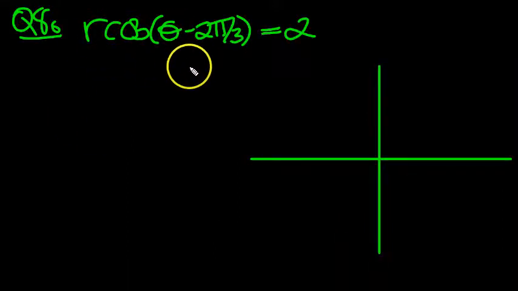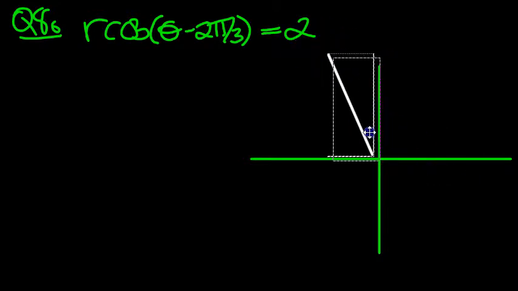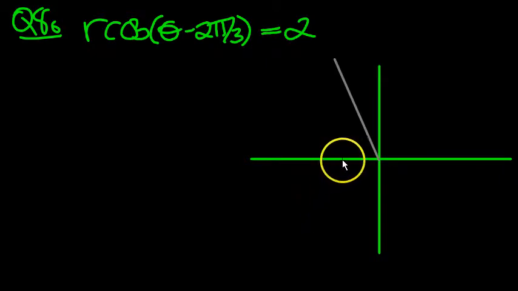Our r cos(theta minus 2 pi over 3) equals 2. So let's first mark off theta equals 2 pi over 3. Let's just draw a line from here up to here at the angle in question. That's the angle we want then. Let me put the line a bit more accurately, like so. And that's 2 pi over 3 here, this angle here. So let's put that in. And that's round at 2 pi over 3.